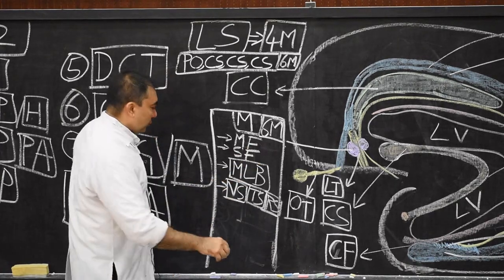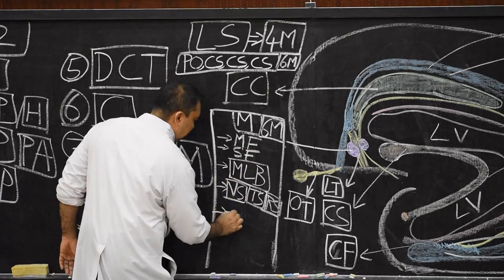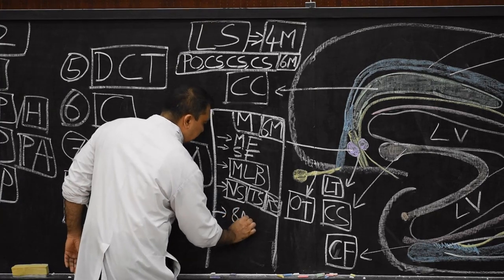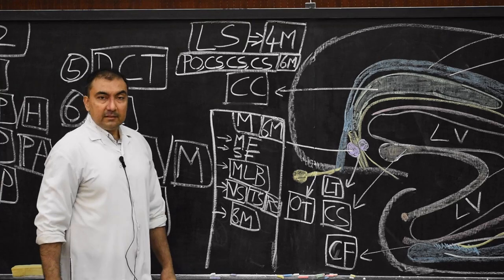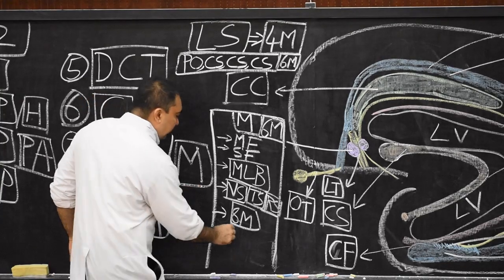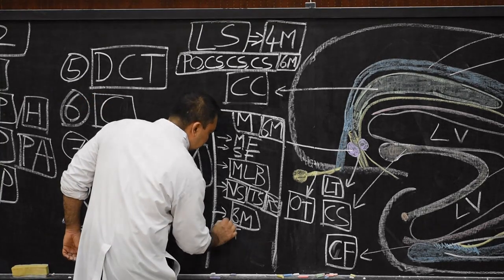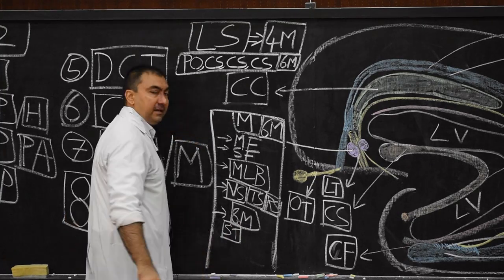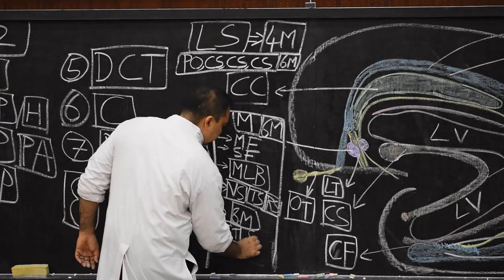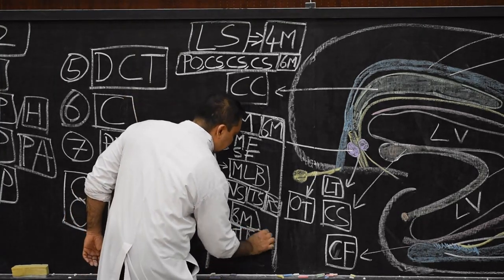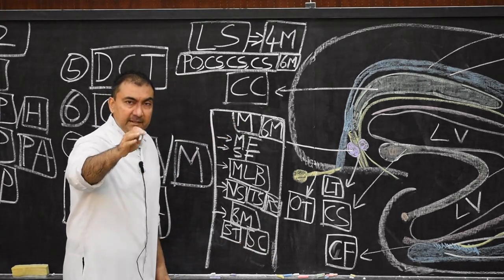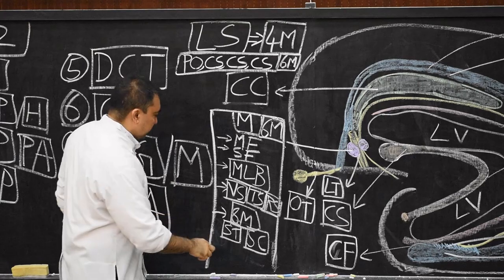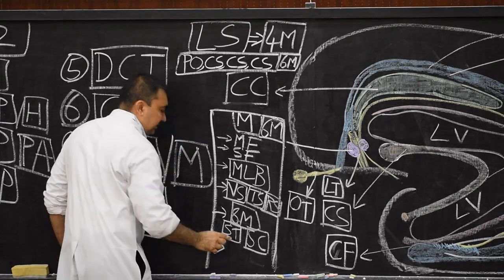Now we come to the 8th month. In the 8th month, which are the tracts which will be myelinated? The tracts to be myelinated will be the spinothalamic tracts, and the spinocerebellar tracts are also myelinated. And then we come to the end of the 8th month or beginning of the 9th month, that is just before birth.